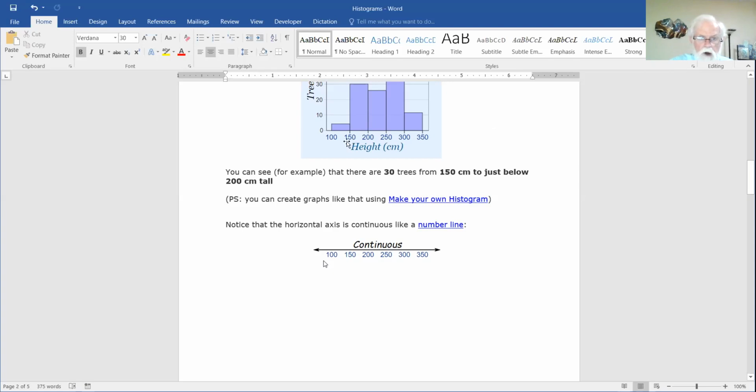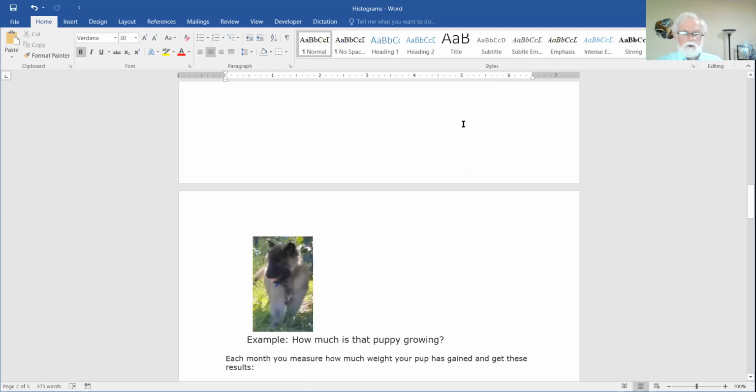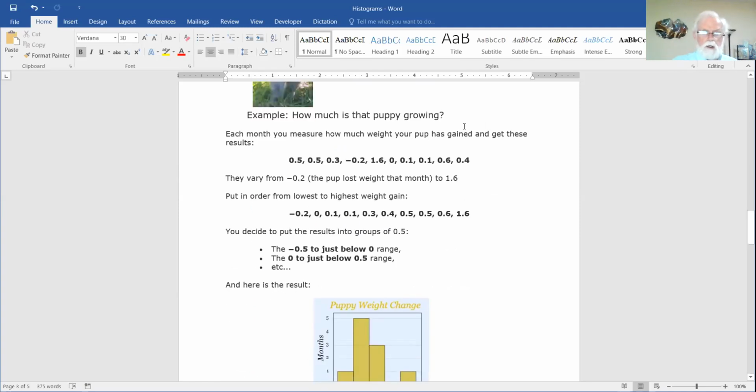These numbers down here are the beginning of each range, which means that the range ends just before the beginning of the next one. So we would not double count a tree that was 200 by placing it in both the 150 to 200 and the 200 to 250 range, right? So that's another characteristic, okay?